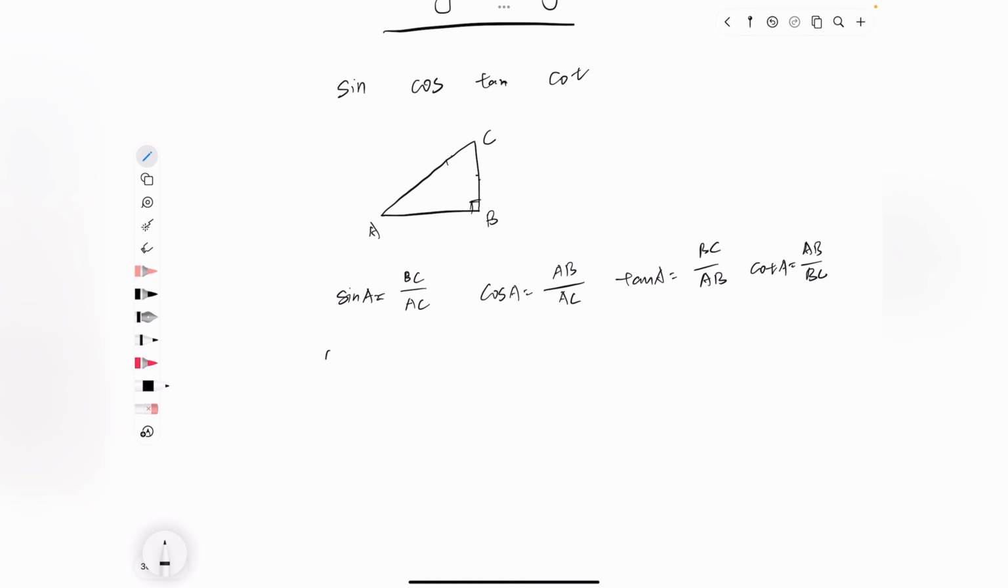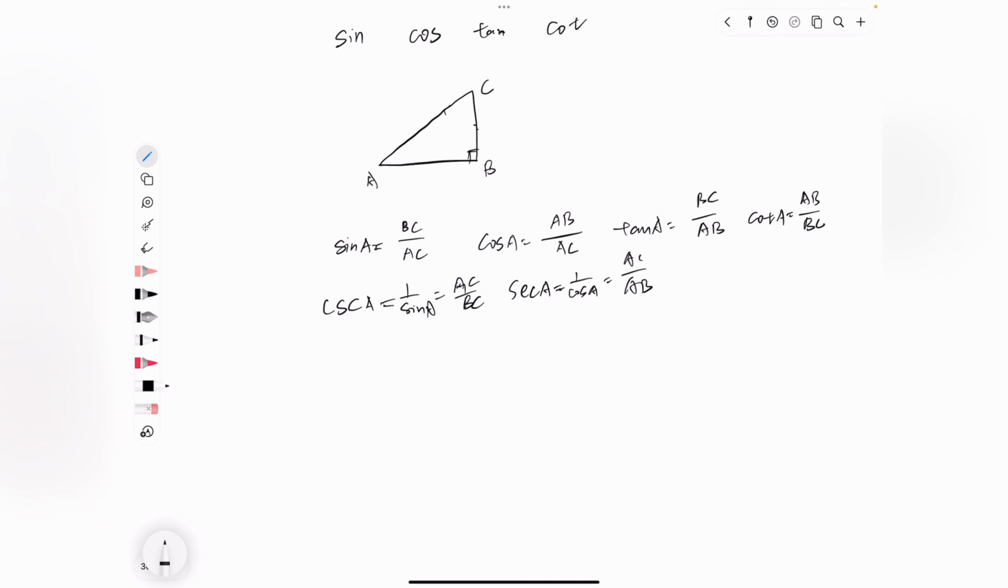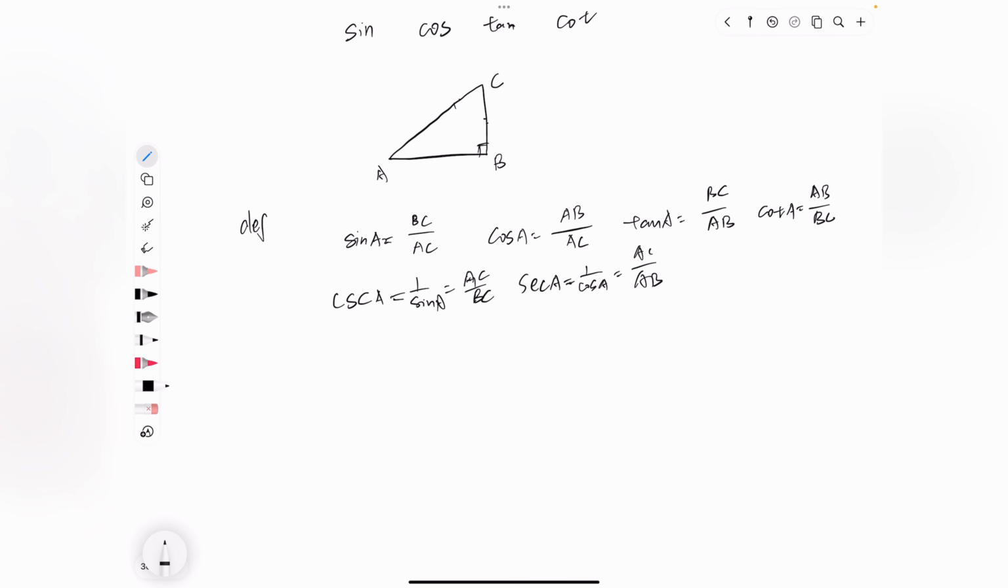We also have cosecant, CSC A, equal to 1 over sine, so that would be AC over BC. And secant is 1 over cosine, so that would be AC over AB. This is a very basic definition.